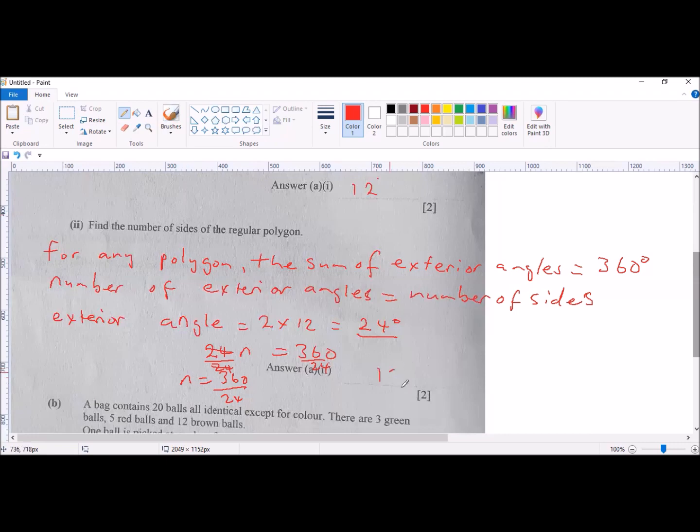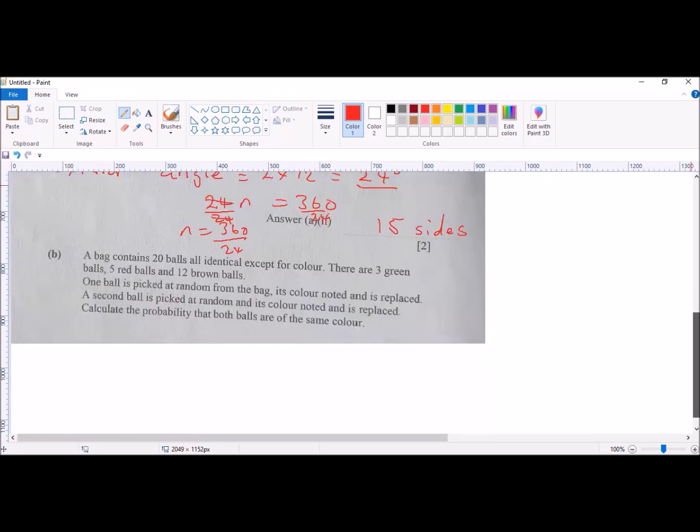So the regular polygon has 15 sides. All right. So this information can be found in our textbook, angles in a polygon, on page 282. All right. So let's go on to this one.